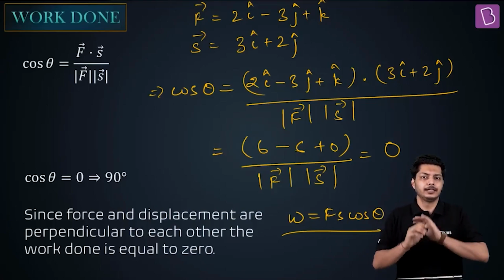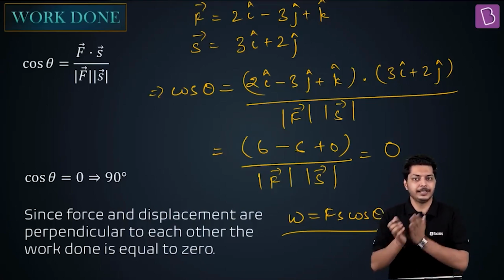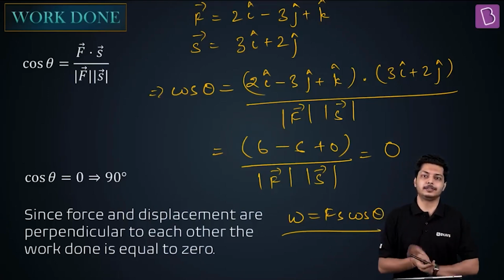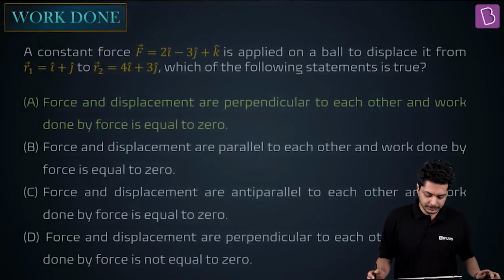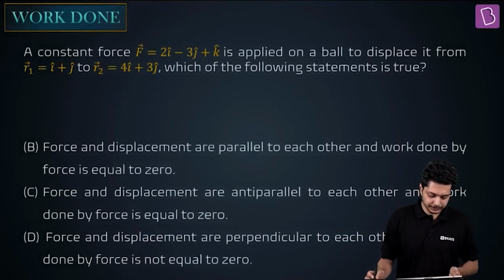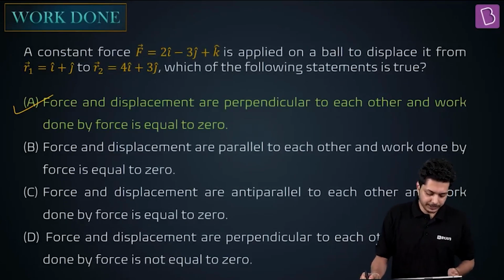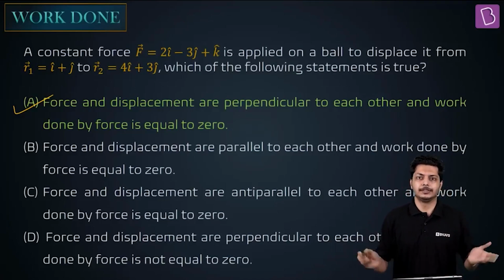Anytime, whenever the force and displacement are perpendicular to each other, theta is 90. If theta is 90, cos theta is 0. If cos theta is 0, work done is 0. Correct? Now moving on to the options, we have got all the things which we need for the options. So option A is the correct option for this question, where it says force and displacement are perpendicular to each other and work done by the force is equal to 0. So option A is the correct option for this question.